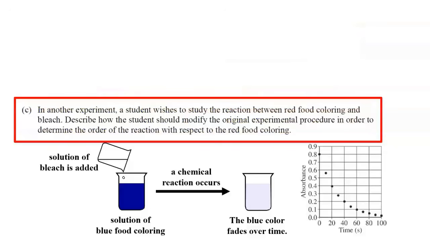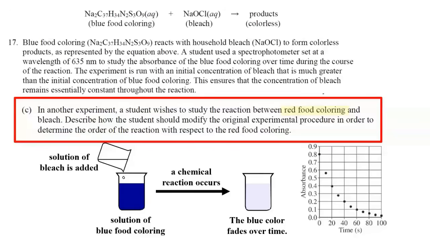In part C of this question, we are given the following information. It says, in another experiment, a student wishes to study the reaction between red food coloring and bleach. Describe how the student should modify the original experimental procedure in order to determine the order of the reaction with respect to the red food coloring. So let me remind you what that original experimental procedure was. We are told that the student used a spectrophotometer that was set at a wavelength of 635 nanometers to study the absorbance of the blue food coloring over time.